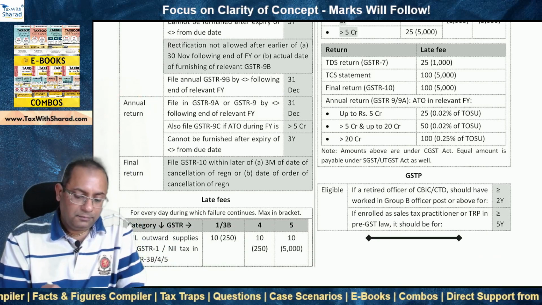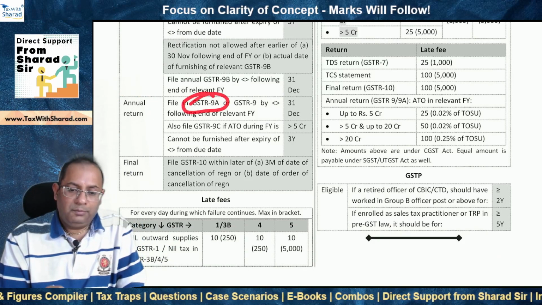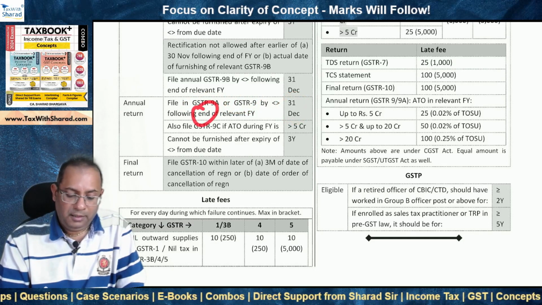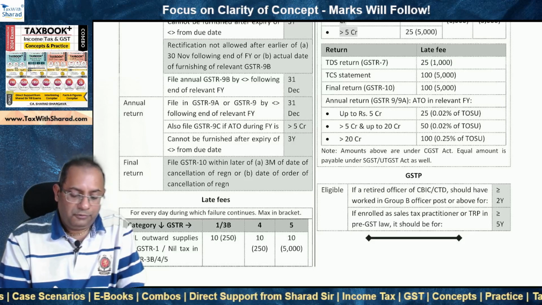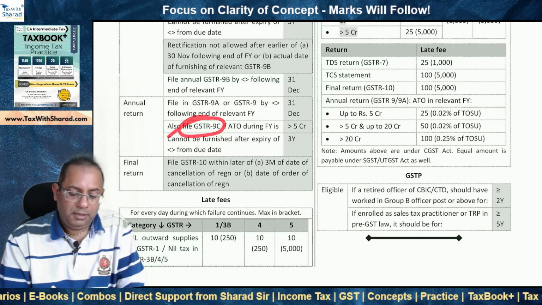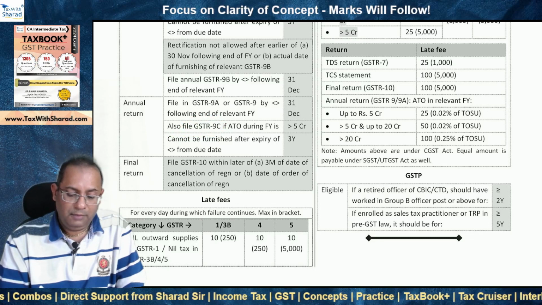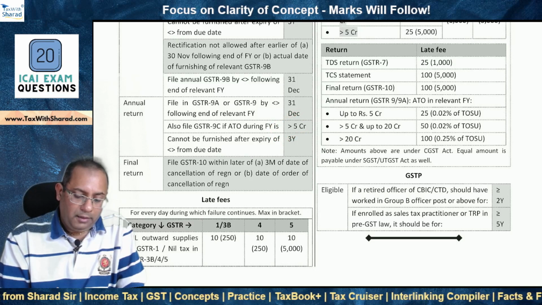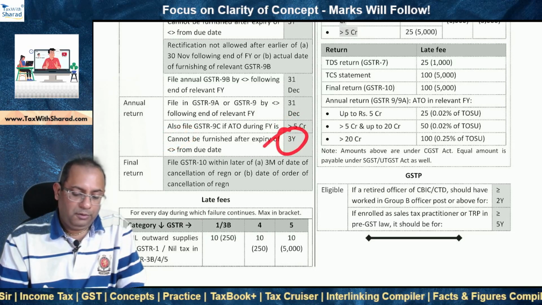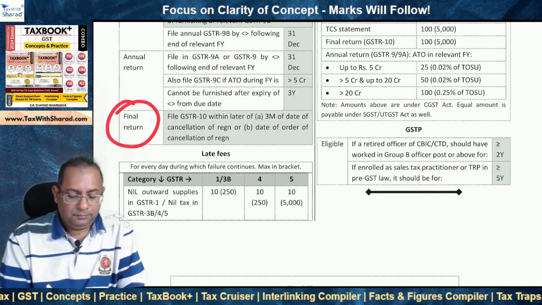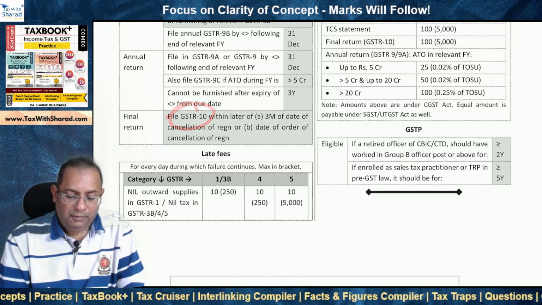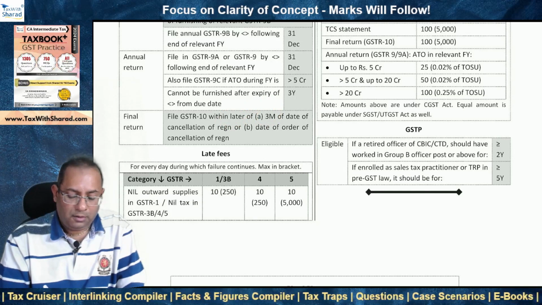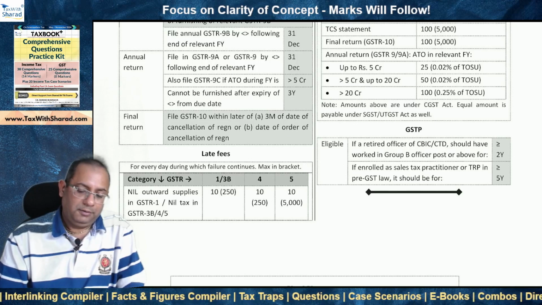Now we come to the annual return. It needs to be filed in GSTR 9A by composition taxpayers and GSTR 9 by others by 31st of December following the end of the relevant financial year. One also needs to file a self-certified reconciliation statement in GSTR 9C if the ATO during the relevant financial year is more than 5 crore. The annual return cannot be furnished after the expiry of 3 years from the due date. Final return: the final return in GSTR 10 can be filed within the later of 3 months of the date of cancellation of registration or the date of order of cancellation of registration.